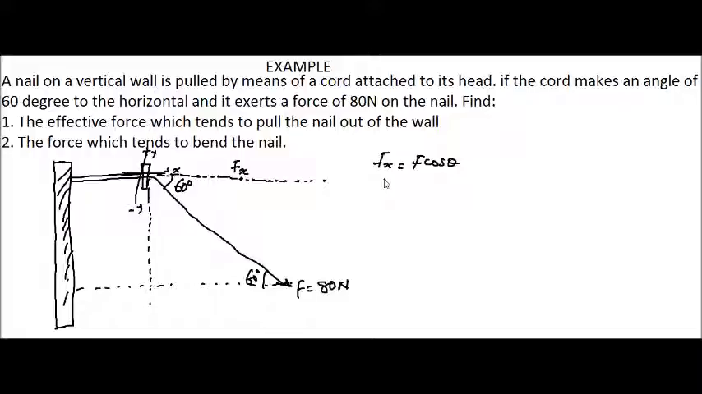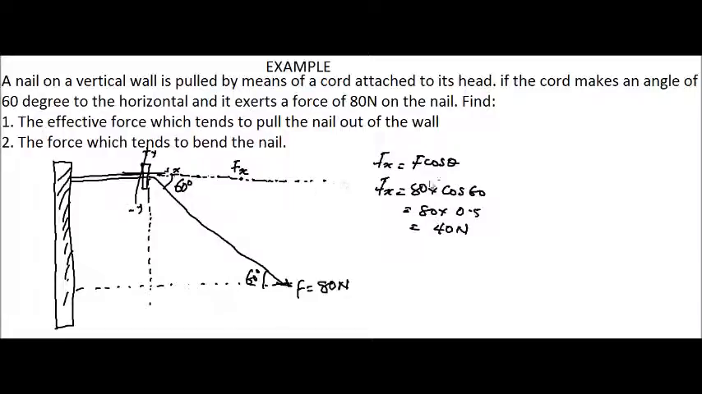So in this case, how do we achieve that? If we want to look for the force that will pull the nail out of the wall, that will be f subscript x equal to F cos theta. So we can therefore see that f subscript x is equal to 80 times cos 60. What is cos 60? Cos 60 is 0.5. So 80 times 0.5 is 40 Newton. So that is the force that tends to pull out the nail.